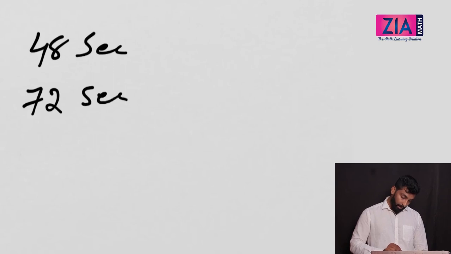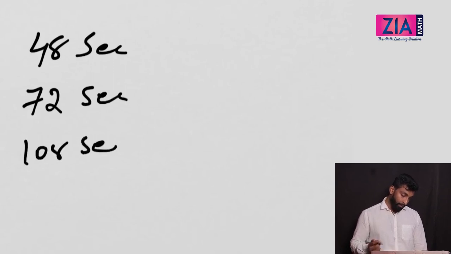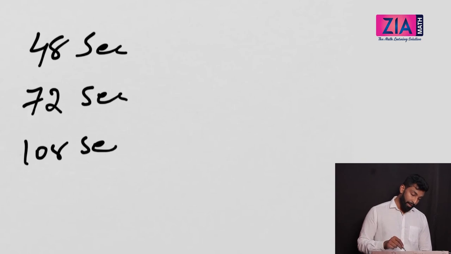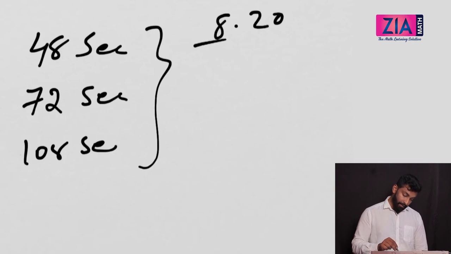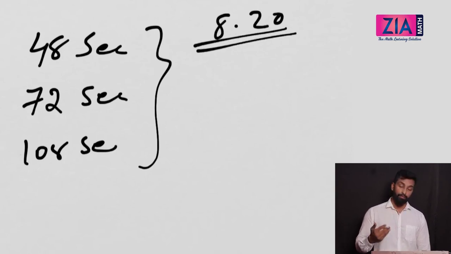Okay, now what is given in this question? It is about traffic lights, right? Different traffic lights will blink at different times. One is at 48 seconds, next is 72 seconds, then 108 seconds respectively. If they all change simultaneously at 8:20, then at what time will they again change simultaneously? So at 8:20 they all change simultaneously. Now we need to see the next time when they will all change again.